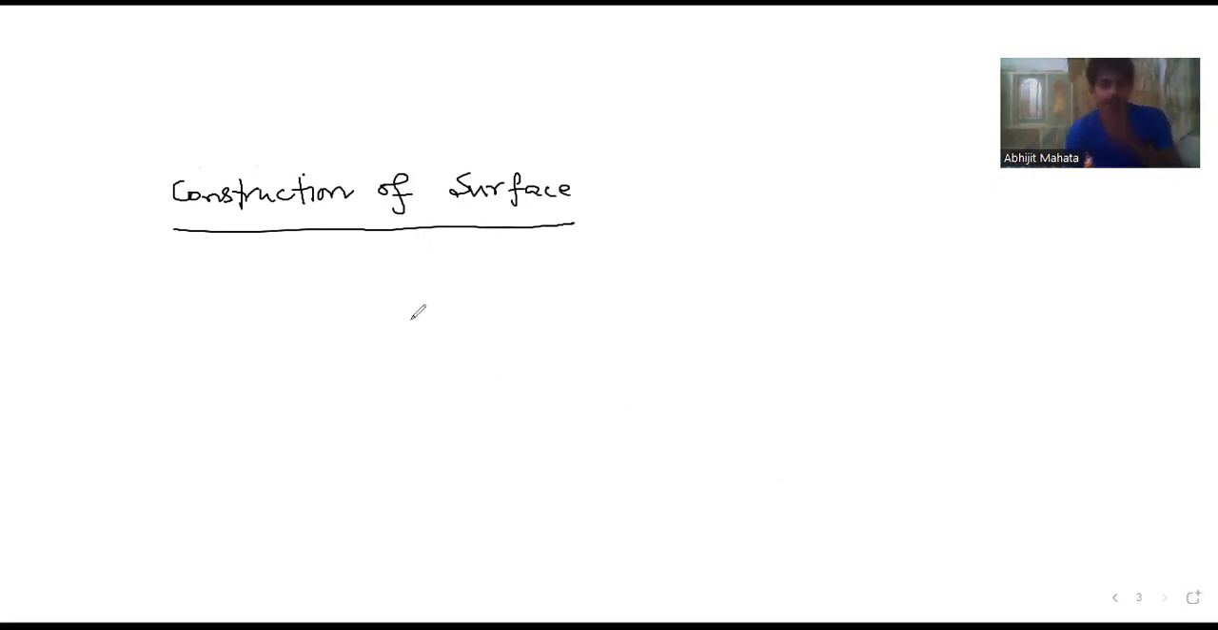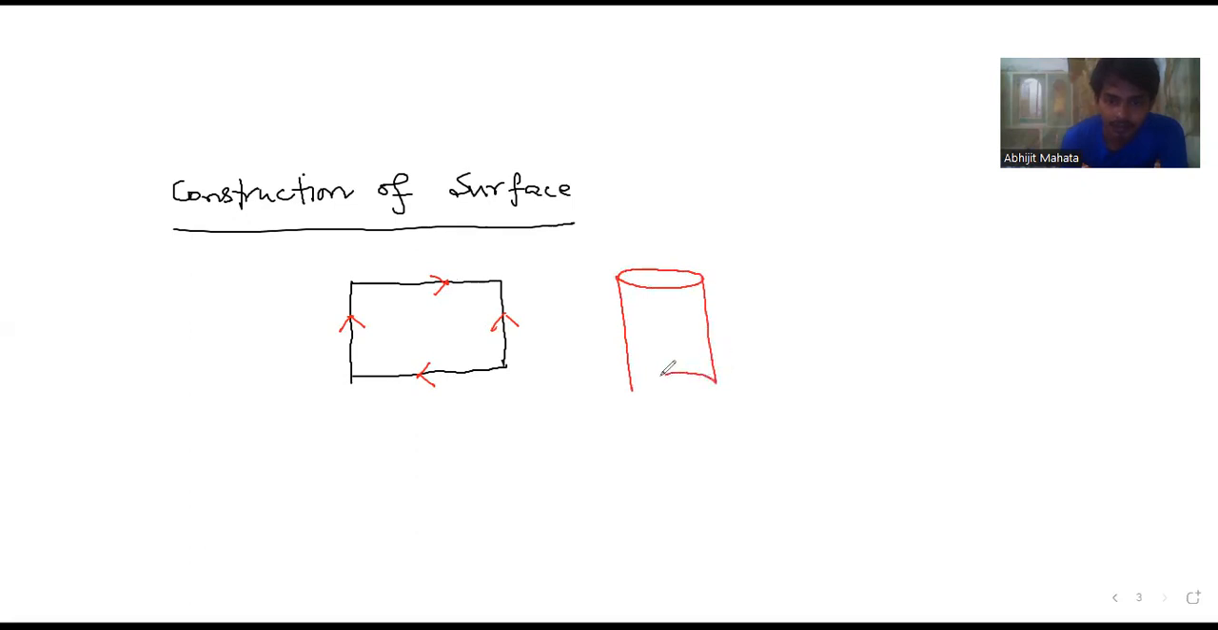Here, let me take the unit square, and let's say we are identifying this edge with this edge. And let's say we take this way and it is this way. Then what do we get? Firstly, we'll get a cylinder, right?